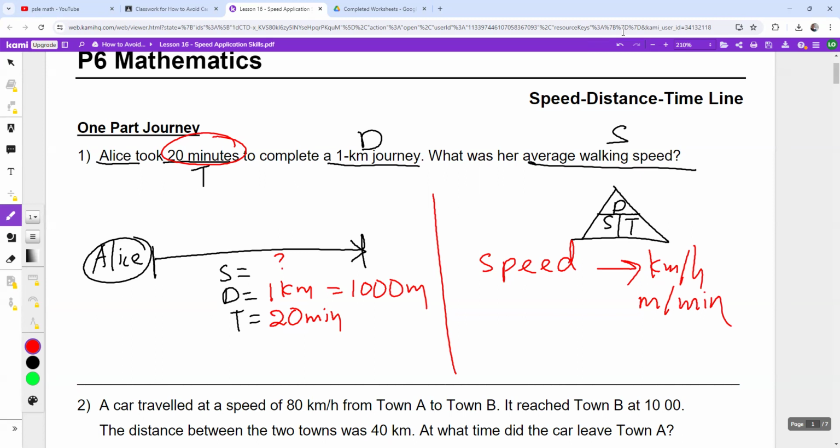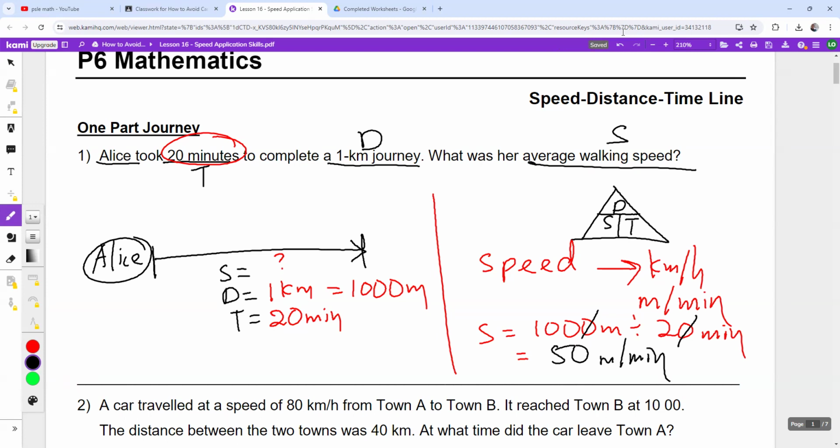Then how do you get the speed? Speed is equal to distance divided by time, so 1,000 meters divided by 20 minutes. One of the lessons that I always tell my students is that when you write your steps, you must always put the units down, writing the meters and the minutes in your steps. That's a good reason, which you will see in the later part of the lessons. After you have written out the equation, the next step is to cancel zeros. So you have 100 divided by 2, and 100 divided by 2 gives 50. That will be 50 meters per minute.